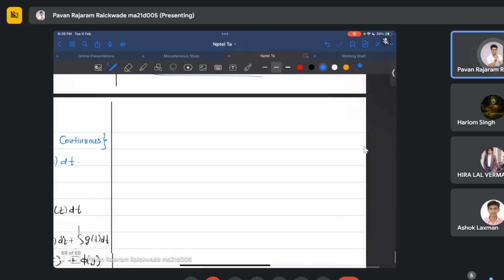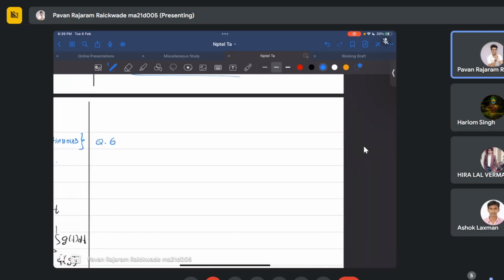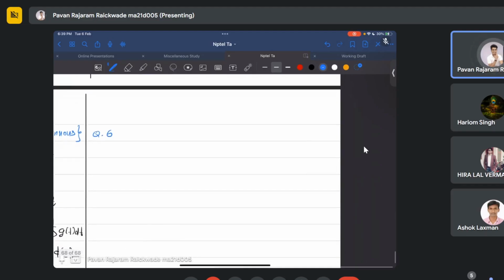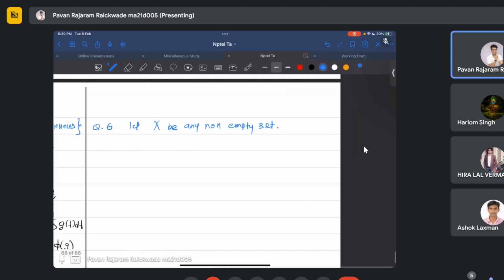So now question number 6. Question number 6 is regarding the power set of any set X. Let X be any non-empty set. Suppose the cardinality of X is finite, I mean X is finite, then what can you say about the cardinality of the power set of X? Does anyone have any idea?